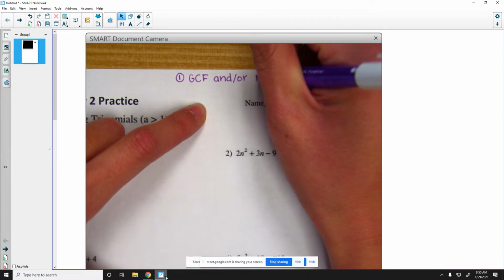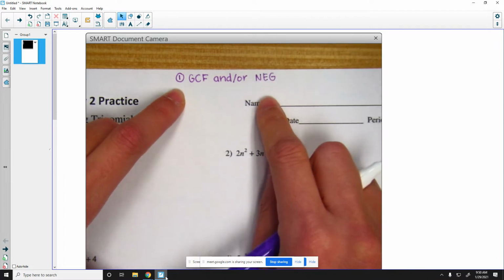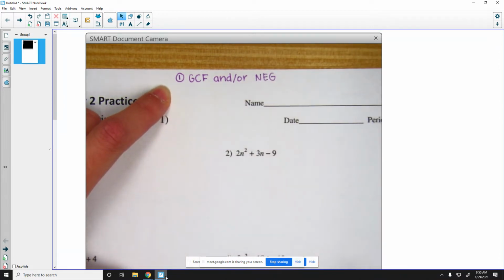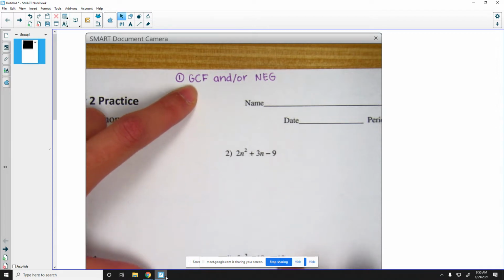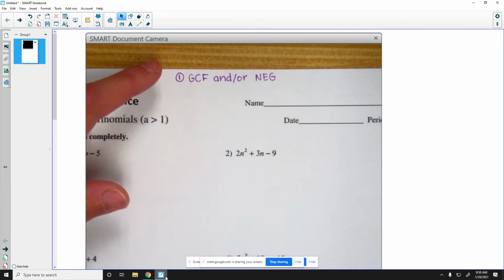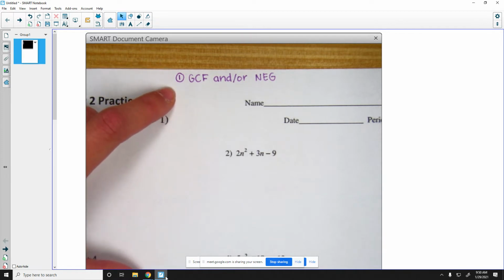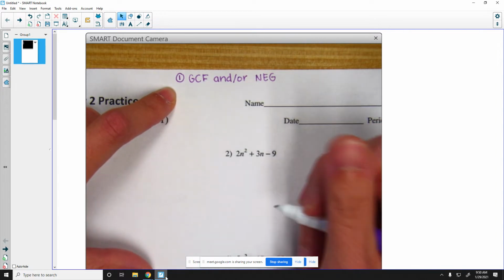The negative. Okay, so the first thing you always need to do whenever you start a problem is, don't just go into big X. Think, okay, is there a GCF that I can take out? Is there a negative I can take out? Like number 8, there's a negative you can take out, and your problem won't work if you still have a negative in your problem that you start off with.